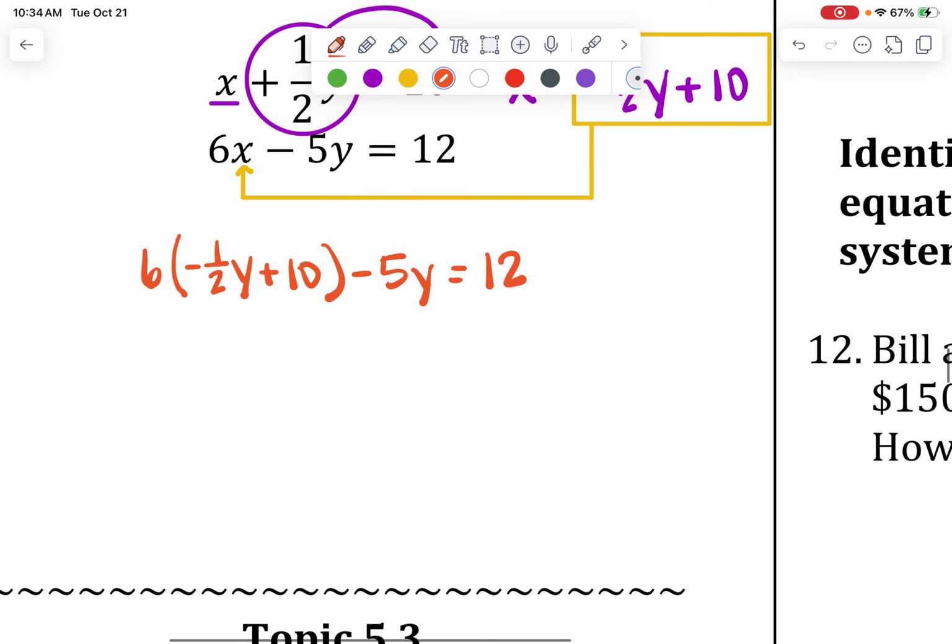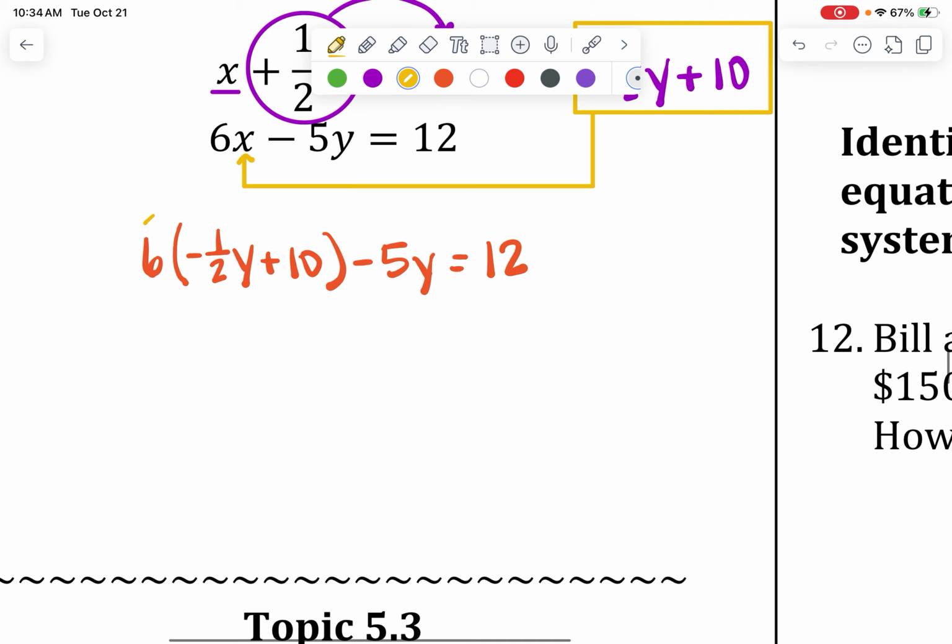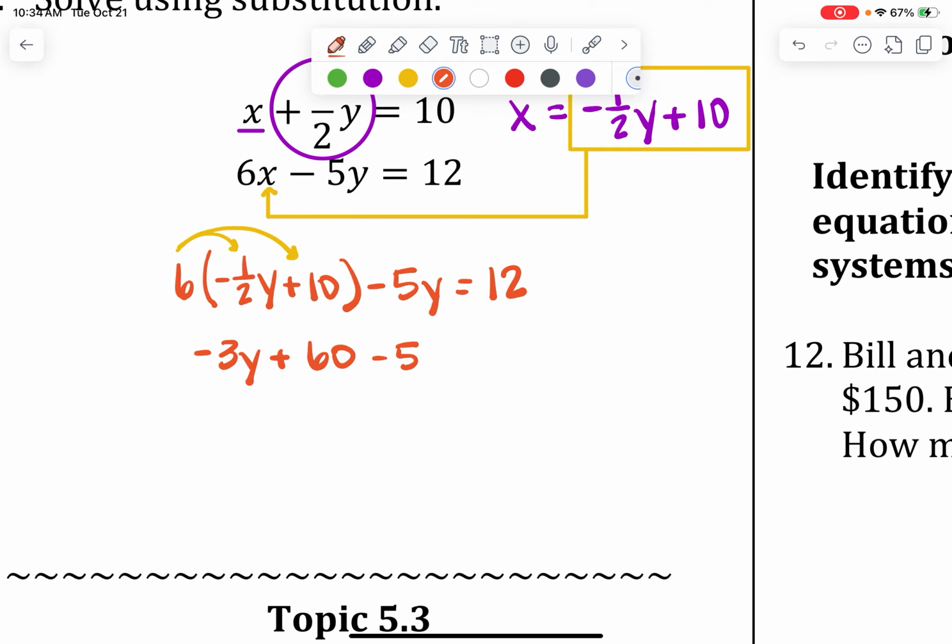There we go. All right, same old, right? We're going to distribute. What's that going to give us? 6 times negative 1/2 is negative 3y, and 6 times 10 is 60. And then minus 5y equals 12. Okay, then I have like terms, right? I've got a negative 3y and a negative 5y on the same side of the equal sign, so I can combine them, which gives me negative 8y.